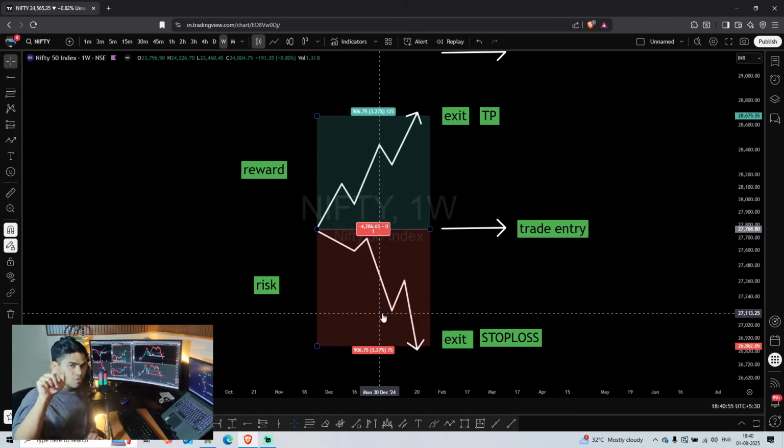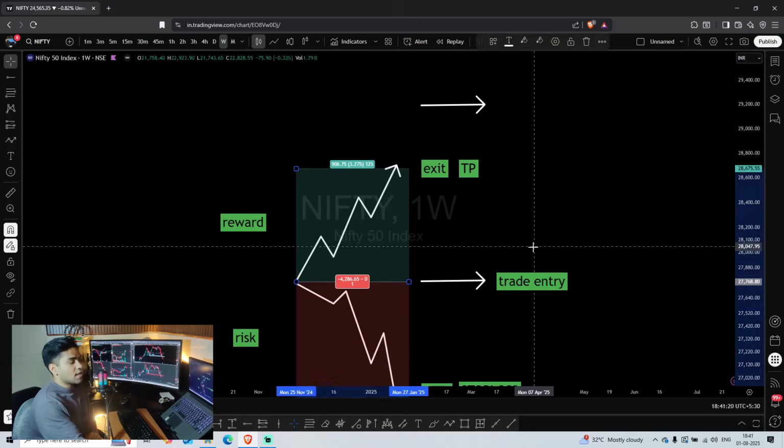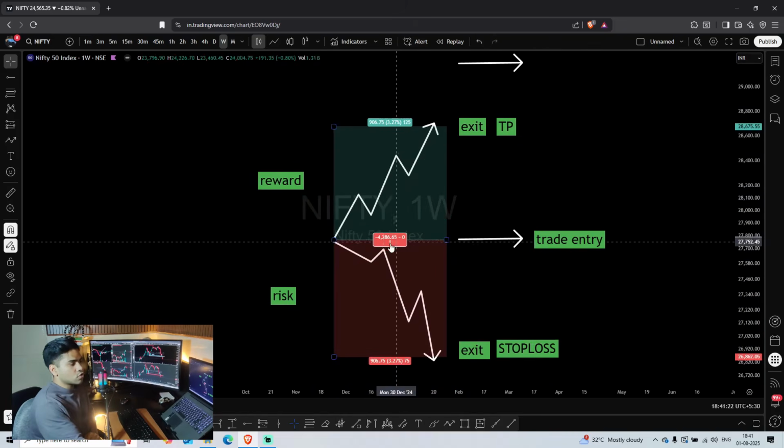Okay, 1:1. A better risk reward ratio could be 1.5:1, or 2:1, or 3:1. What do I mean by that? See guys, the risk reward ratio will be written at the bottom, at the center of your entry. Wherever you're taking your entry, it's written right there. So if it is 1, that means 1:1.